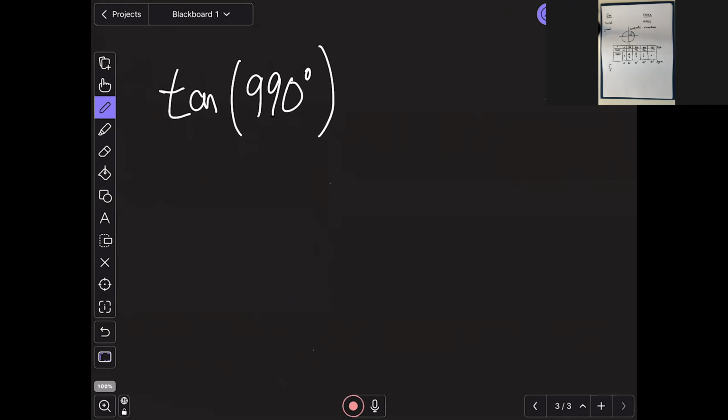So here's a question before we even think about this. If I just asked you 990 degrees, so here's a unit circle. Remember, we always start over here. If I go 990 degrees, where am I? 360. Wouldn't you be in the second quadrant or the first? So we're not going to be in quadrant 2 now.